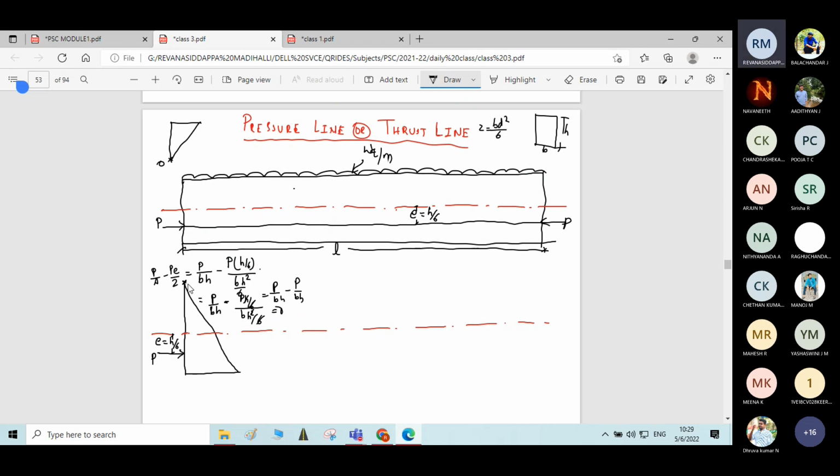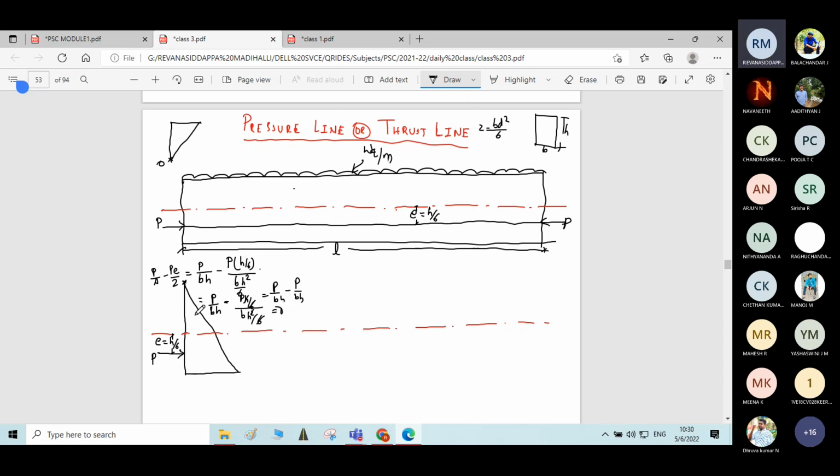I hope you are all understanding. We know that the resultant stress at the top fiber at the support section is P by A minus PE by Z. The area of the section is B into H, P into eccentricity is P into H by 6, which I have substituted here, divided by Z, for which we have the formula BH square by 6. If you simplify this term, finally you will get the answer as 0.